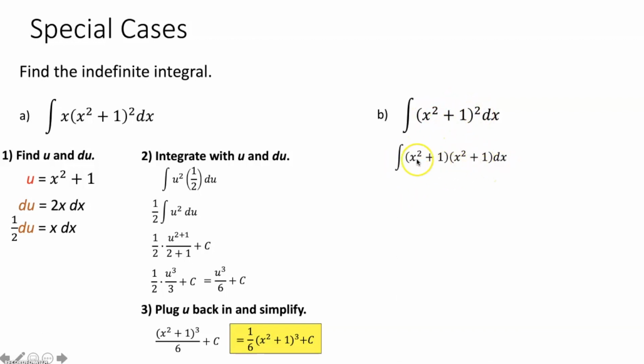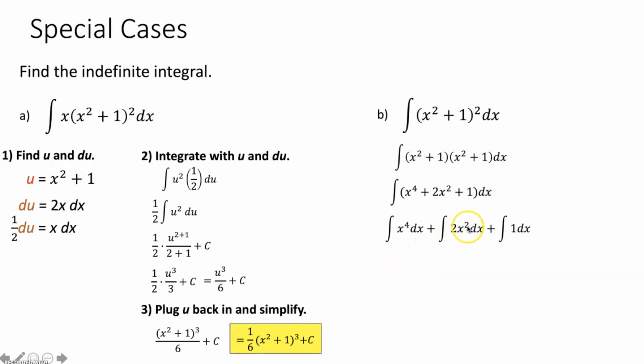Now all we have to do is FOIL this out, and we end up getting a function with multiple terms. And anytime you're integrating a function with multiple terms, you can just integrate each term separately. So that's what we're going to do. Here, the integral of x to the 4th dx, we use the power rule. It's going to be x to the 4 plus 1 power over 4 plus 1 plus c.